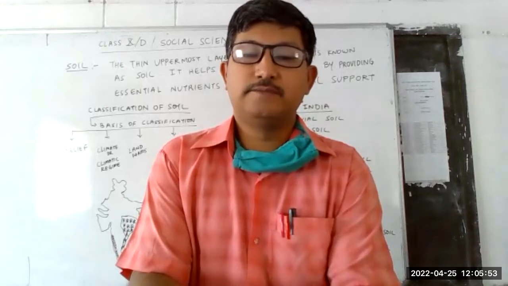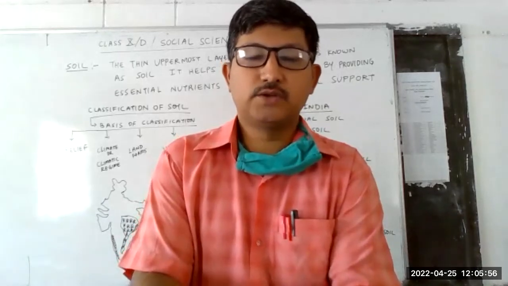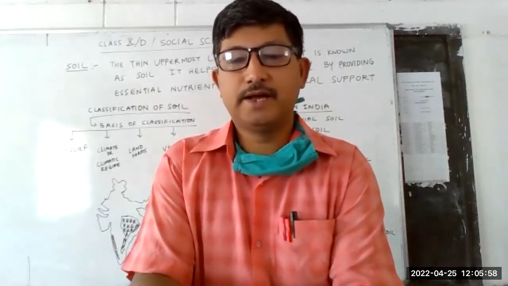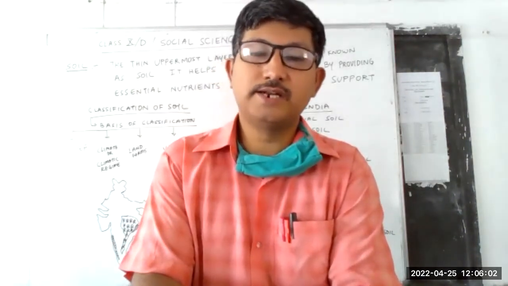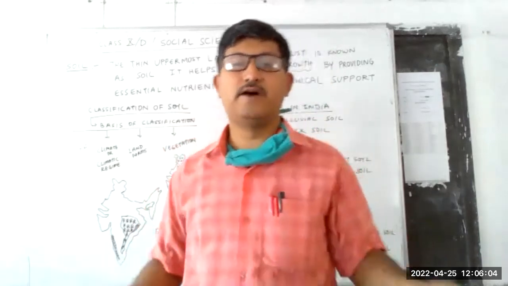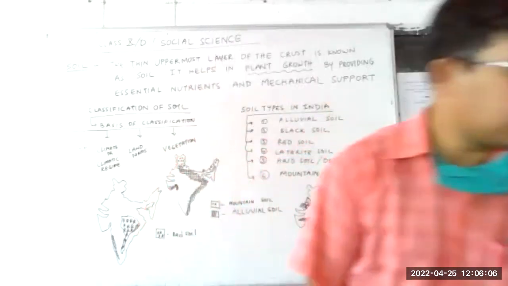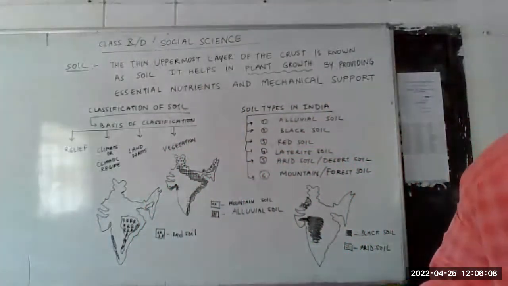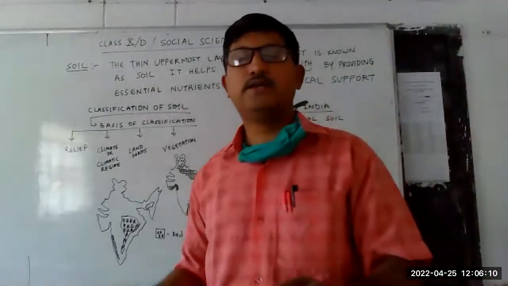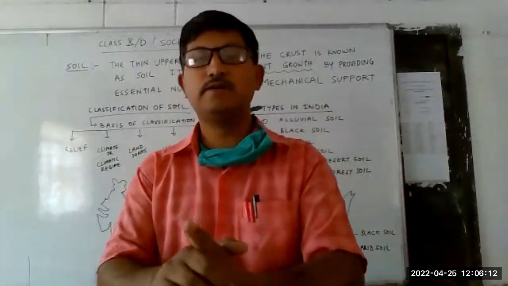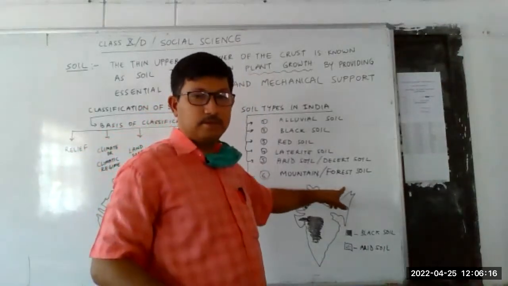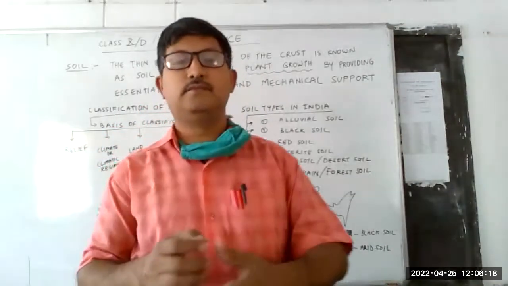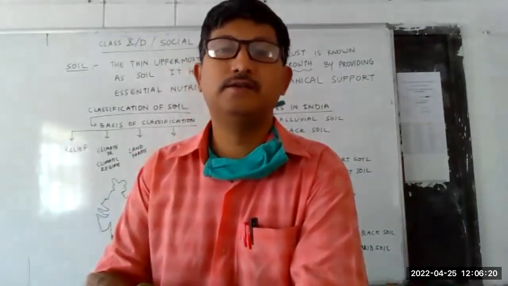So 5 soil types we have noted down: alluvial soil, black soil, red, laterite, and arid soil. Arid soil is not fertile, arid soil is sandy in nature, arid soil is found near the desert areas of Rajasthan. And then one soil type remains. Which one? Mountain or forest soil.